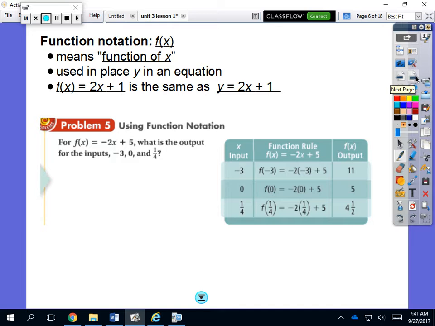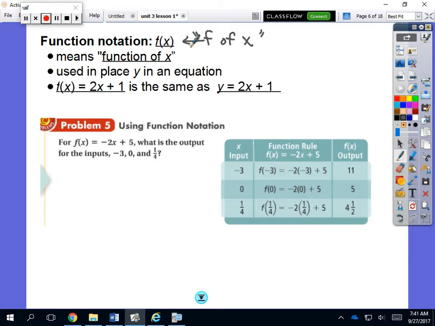Now, what is the lingo with a function? Well, we write f parentheses x. That does not mean f times x. That means this thing that we're looking at, this equation, is a function of x. It's used in place of y in an equation, and we say f of x when we use this notation. You don't have to say function of x, we just say f of x.